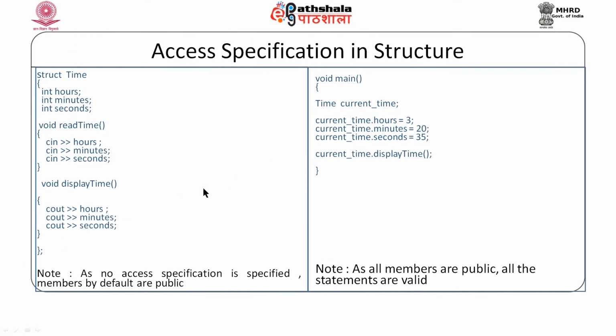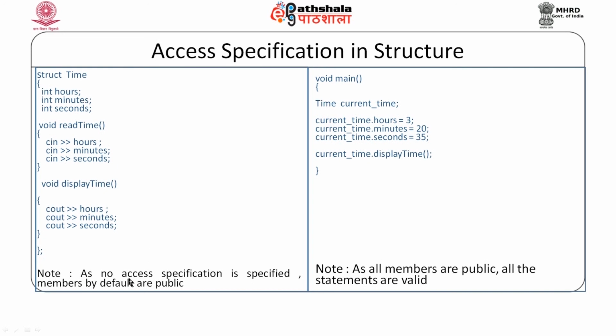Let us review the access specification in structure. Now, this is the structure time. Here these are the data members of the structure, hours, minutes and seconds, which define that the variable of time will be holding these kinds of values, and these are the operations that we wish to perform on these data values, that is reading the time and displaying the time. You would see that I am not passing any argument to these functions. This is so because to the member functions of a structure, the data members are implicitly available. So, I do not need to explicitly pass them to the function.